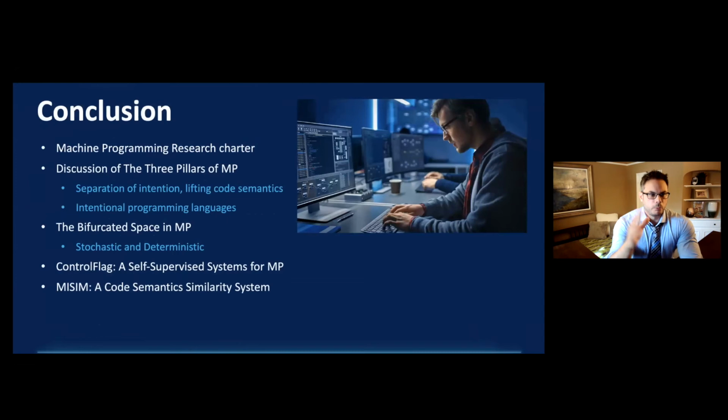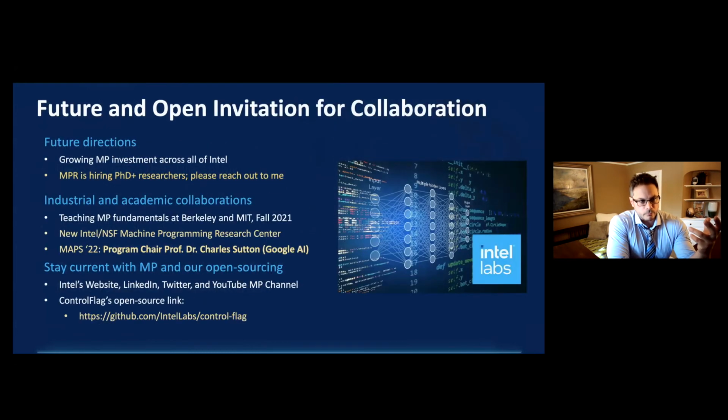So we basically gave a quick overview of the research charter, the three pillars, the bifurcated space. I walked very quickly through Control Flag. We skipped over MISM, but I think that I'll probably upload these slides somewhere. So if you're interested, you can see more about that. And we are very excited about machine programming for the future.